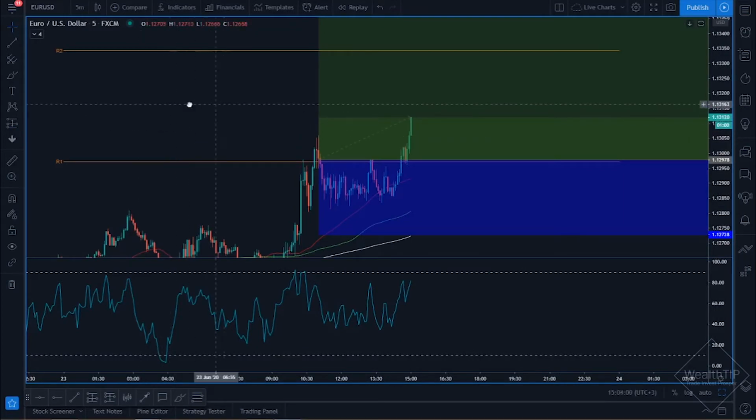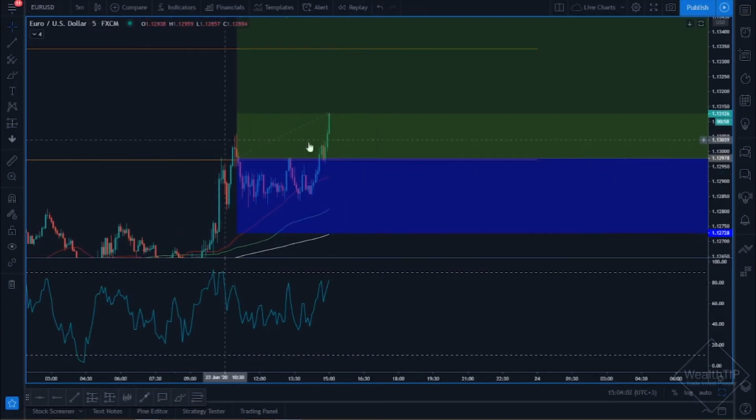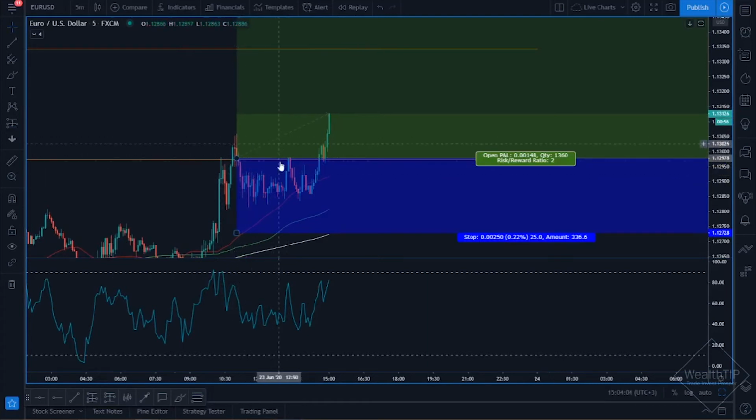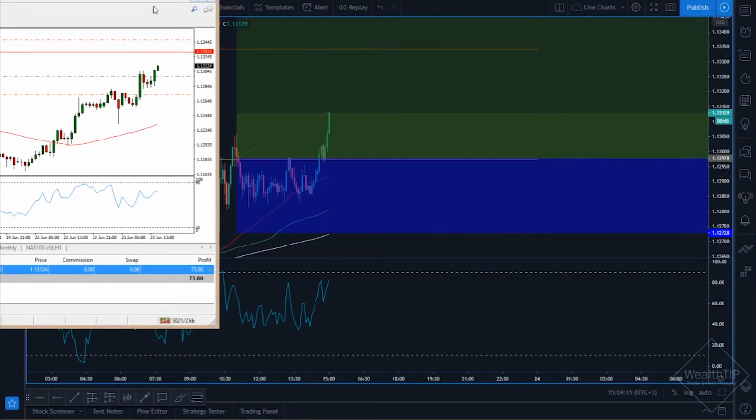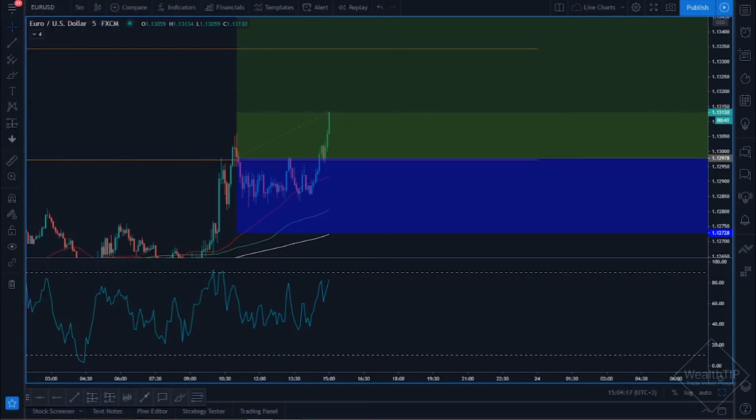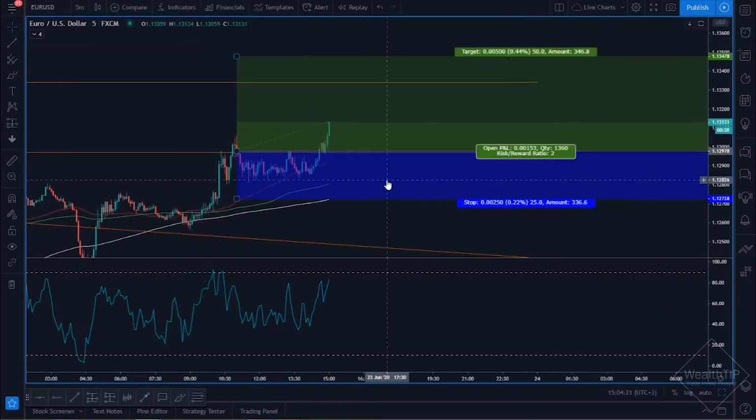Okay, guys. So as you guys can see, we broke out of this range here, and we're starting to run quite well into the green. So let me just go ahead and bring the account up. We're not up by much. We're up about 71 dollars, and gradually making some slow progress, but progress nonetheless.